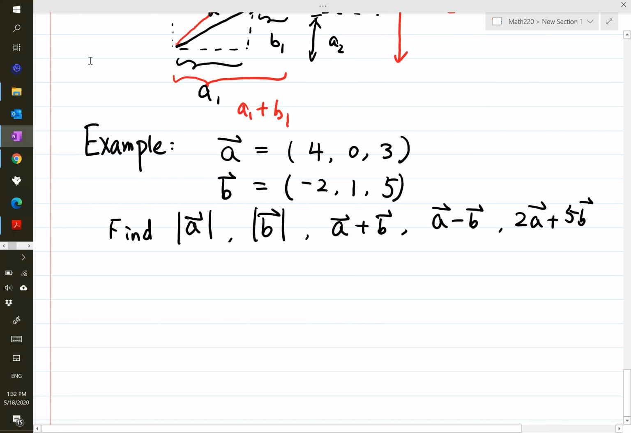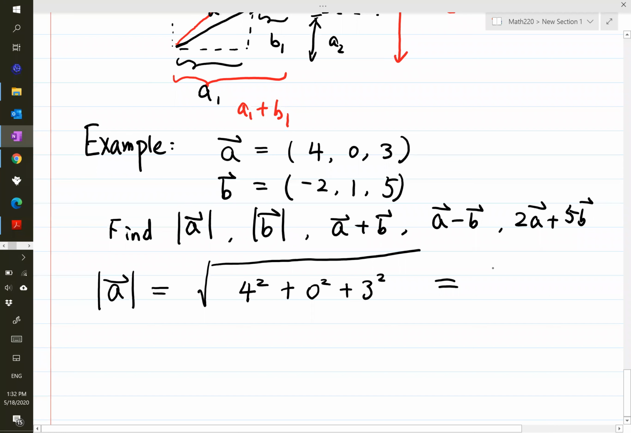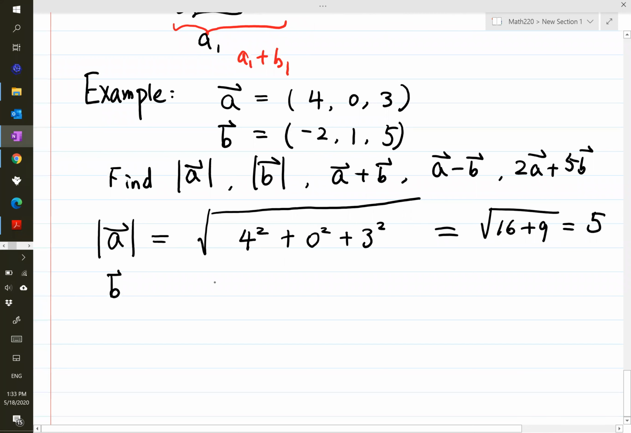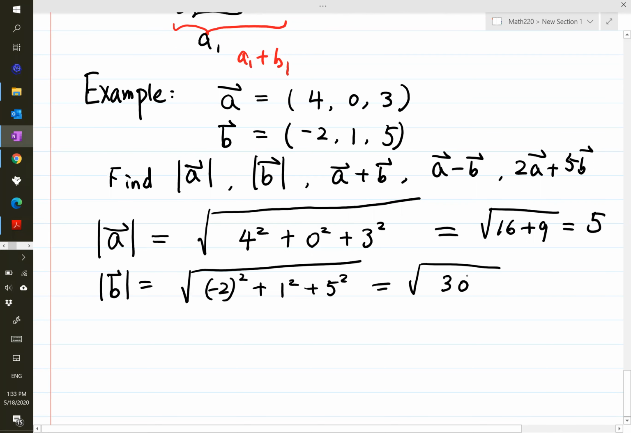Now the norm of A, we use the Pythagorean theorem. The norm of A is the sum of the squares of the components, and then take a square root. So we get 16 plus 9, which is 25, which is a 3, 4, 5 triangle. So we get the square root of 25, which is 5. So the norm of A is 5. The norm of B, similarly, we add the squares, and then take a square root. If you compute this, it will be 30, so the norm is the square root of 30.